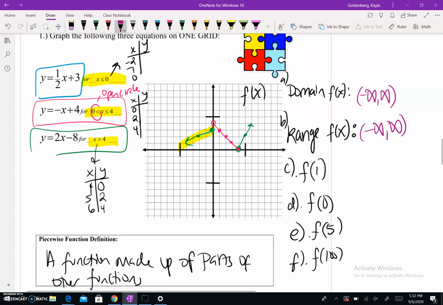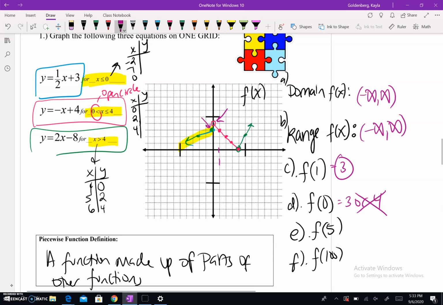And then a little practice, f of 1: plug in 1 for x, right? What is the output, or the y value? It looks like it's going to be equal to 3. And then if I try f of 0, now here's the question. Is it equal to 3 or 4, right? I kind of see this point here and this point here. The answer is actually 3. It's not 4 because notice at 4 I have an open circle, okay?